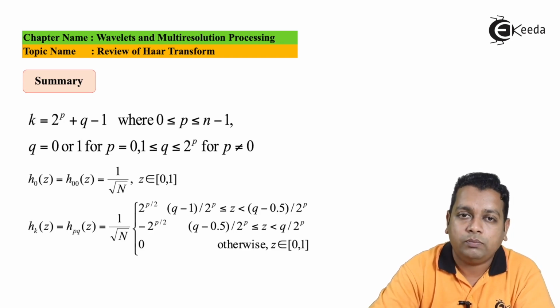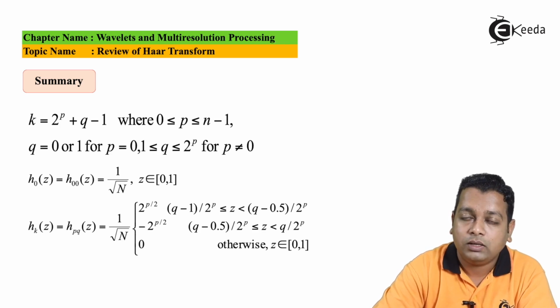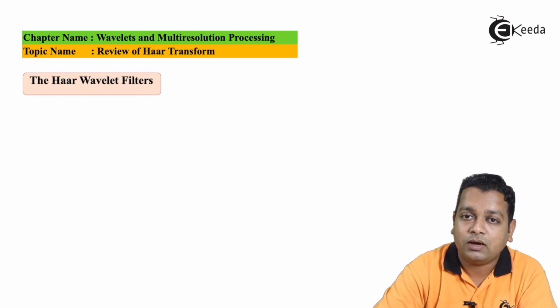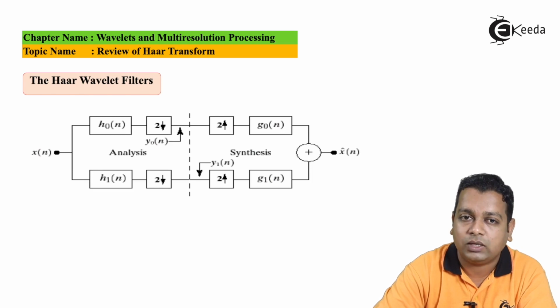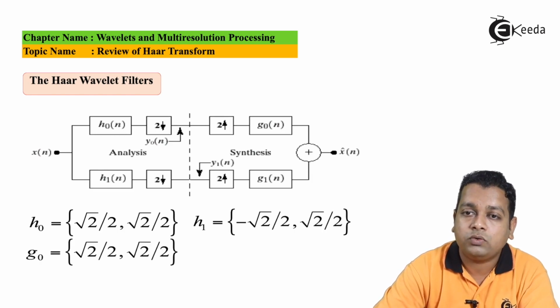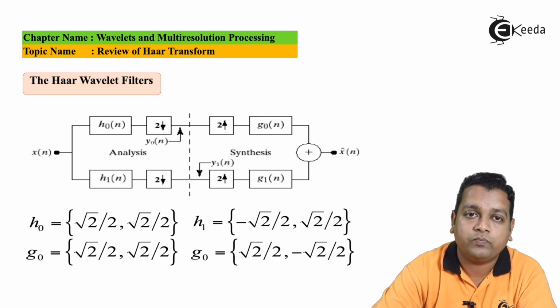So here the filters have the filter transfer functions h0 of n, h1 of n, g0 of n, g1 of n, as we have discussed for the analysis filter bank and the synthesis filter bank as well. So here h0 can have the coefficient values root 2 by 2, root 2 by 2, h1 is minus root 2 by 2, root 2 by 2, then g0 is root 2 by 2, root 2 by 2, and g1 is root 2 by 2, minus root 2 by 2.